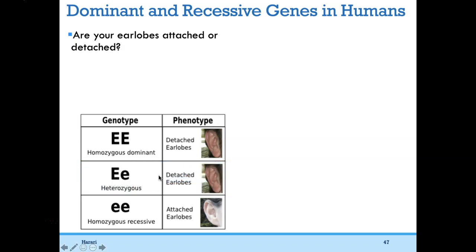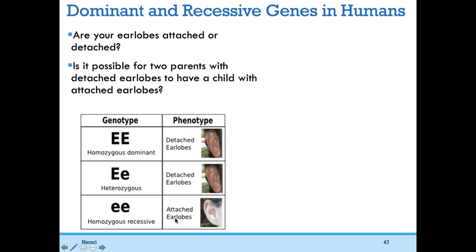It would be detached as well, right? So big E, homozygous dominant, 2 capital letters, would be the detached phenotype. Heterozygous, big E, little e, would be detached as well, whereas little e is recessive, that would be attached earlobes.